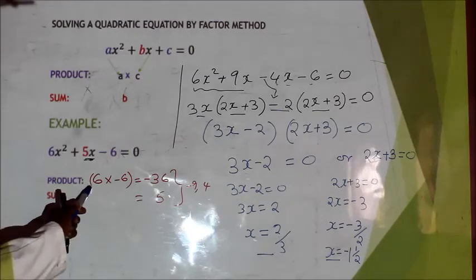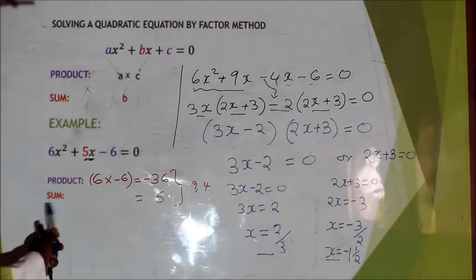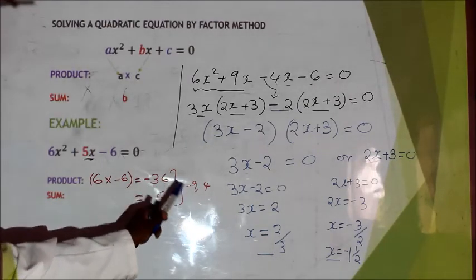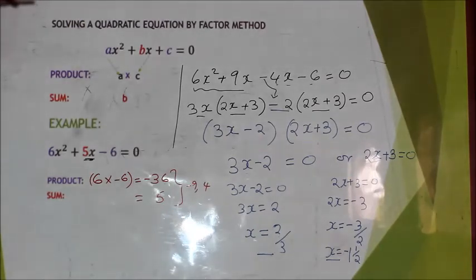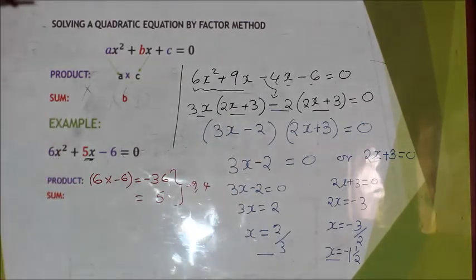Get the product, which is given by a multiplied by c, negative 36. Get the sum. Identify two factors that will give you negative 36 when you multiply, and will give you 5 when you add. I got them as negative 9 and negative 4. Decompose that part, factorize, and end up finding the values of x.